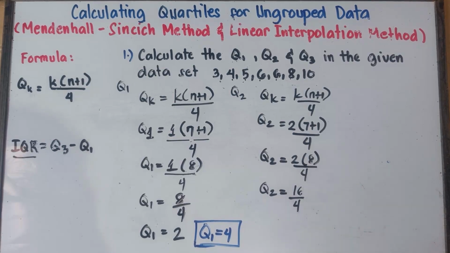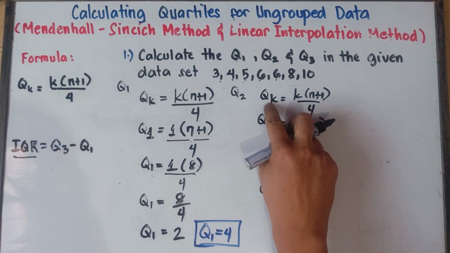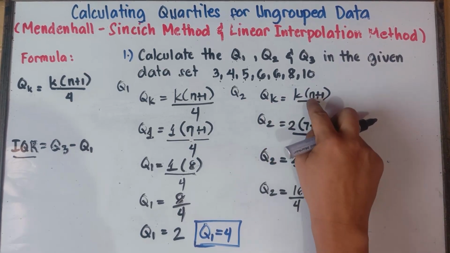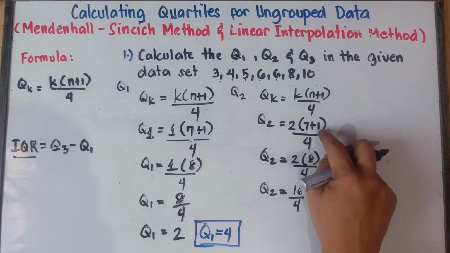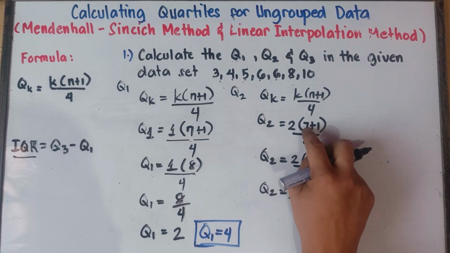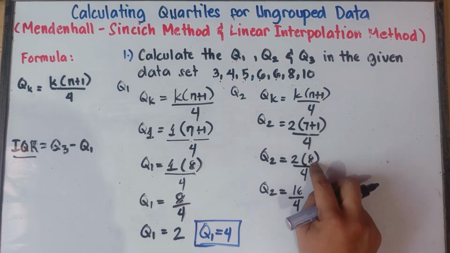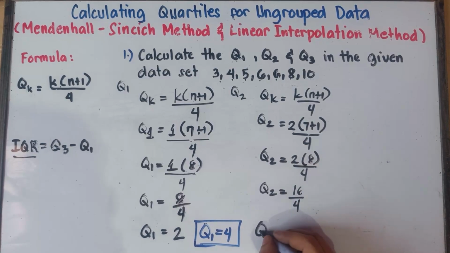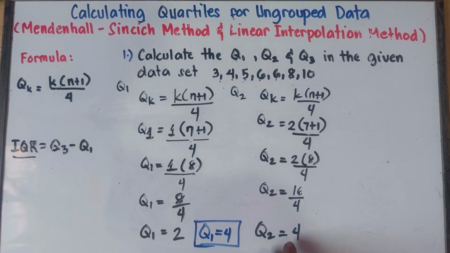I hope, class, you're still following. Once again, Q sub K, we're looking for quartile 2, therefore K is 2. And then 2 times n, the total number of samples, 7 plus 1. So 2 times 7 plus 1, simplify inside the parentheses, 7 plus 1 would be 8. And then multiply, 2 times 8 is 16, divided by 4. So quartile 2, the position, that would be 4. Once again, class, this is not yet the answer. This is just the position. Therefore, quartile 2 would be equal to 4.